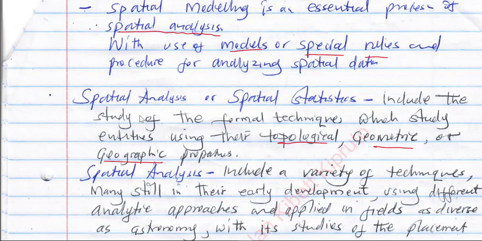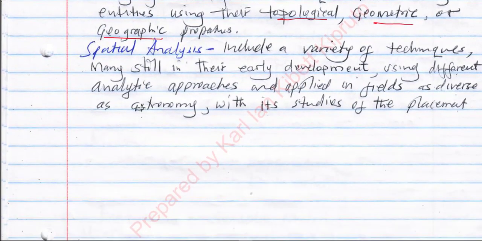Then it includes a variety of techniques developed in their early stages using different analytical approaches and applied in fields as diverse as astronomy, the study of the placement of objects. So when you do spatial analysis, you are looking at those techniques that can be employed in the development of different analytical approaches as applied in the field of astronomy.